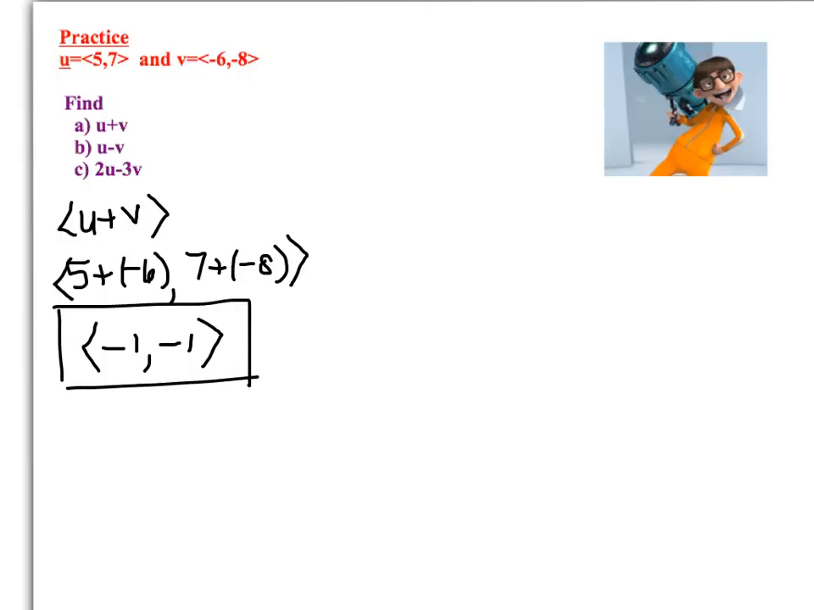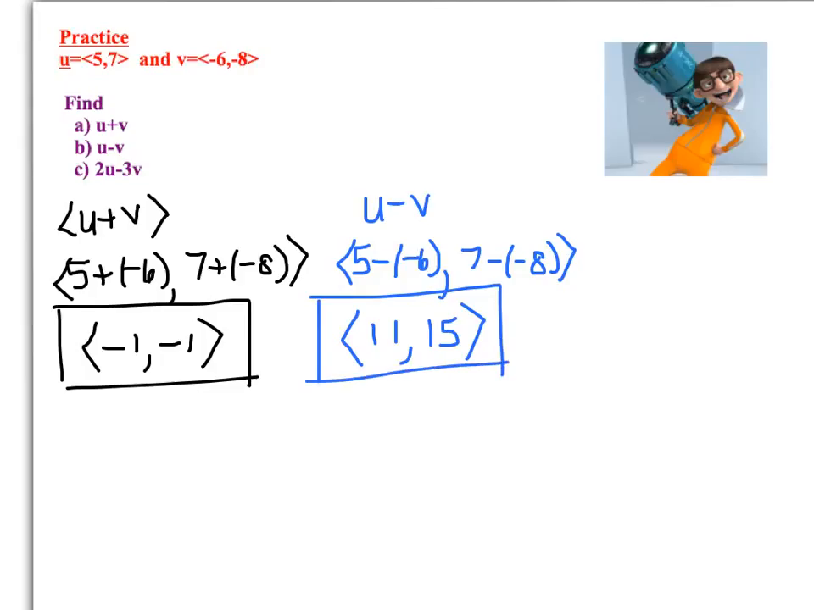Next, u minus v. In this case, I want u minus v. To get there, I'm going to take the x value, subtract the x value of v, comma, the y value minus the y value of v. When I simplify this down, I get (11, 15).